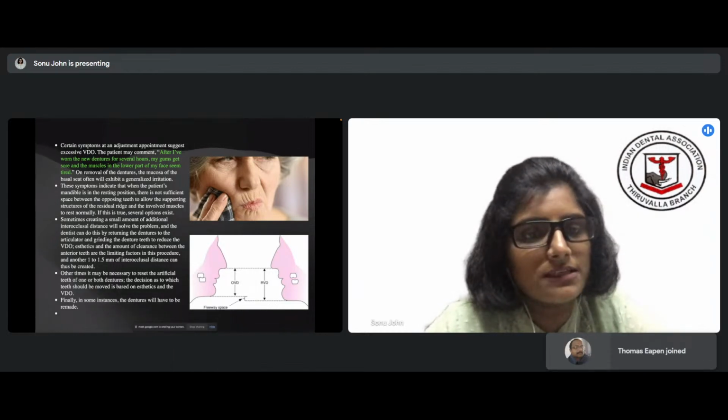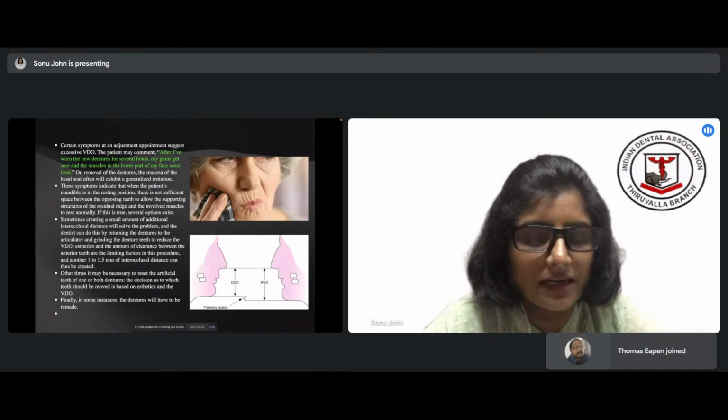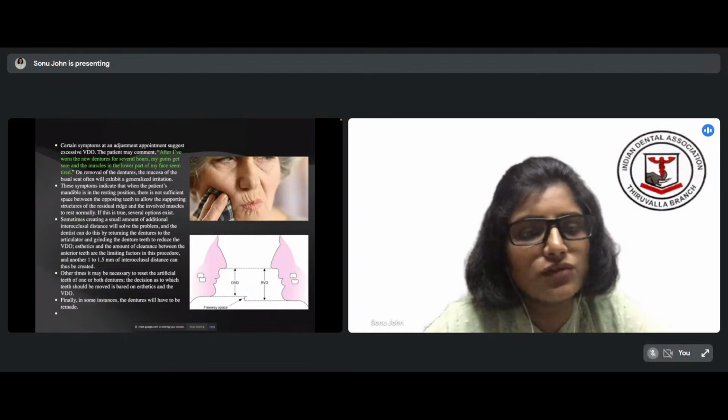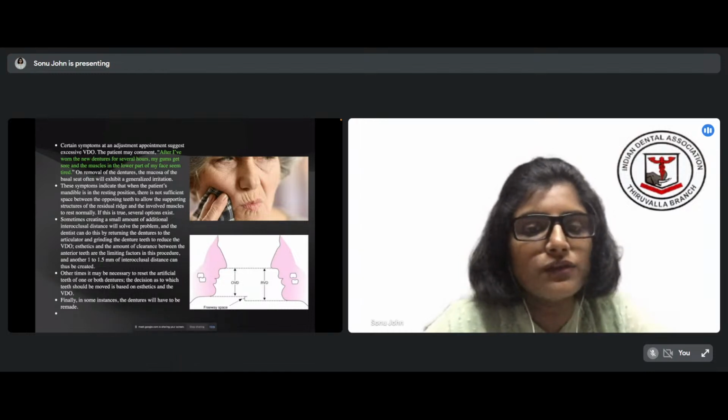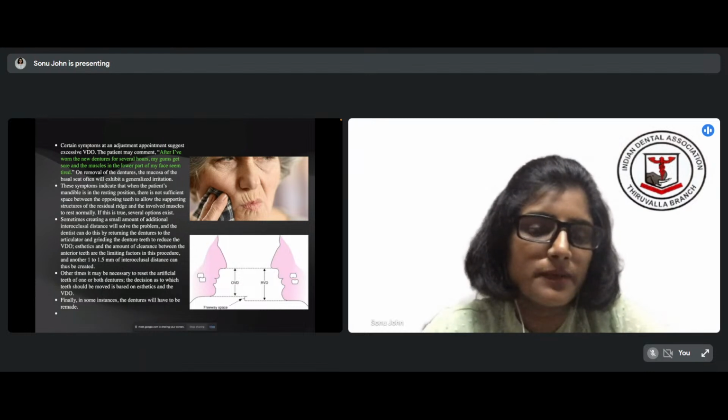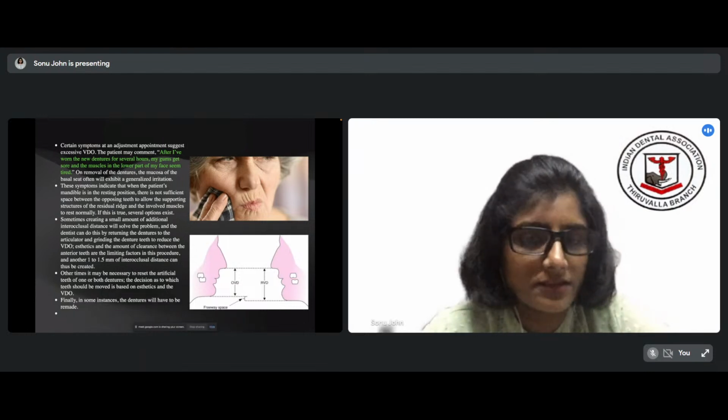What the dentist can do is return the denture to the articulator and grind the denture teeth to reduce a bit of the vertical dimension of occlusion. Aesthetics and the amount of clearance that you expect between your anterior teeth are the limiting factors in this procedure.